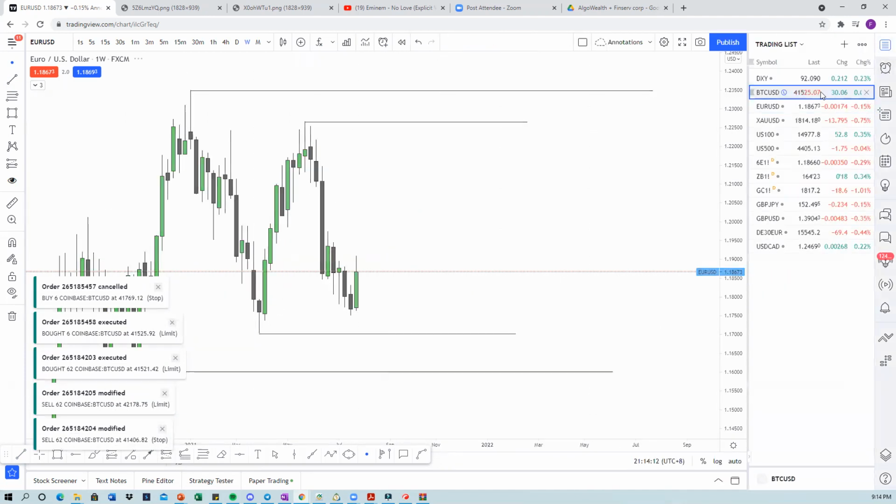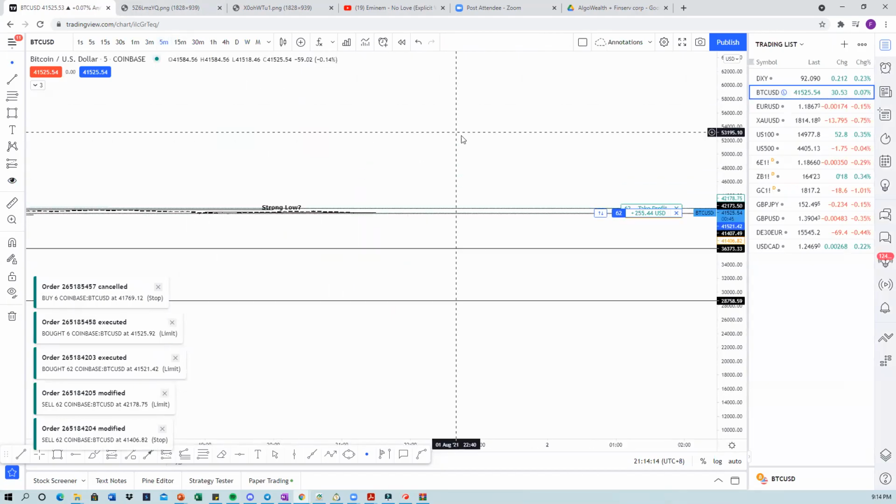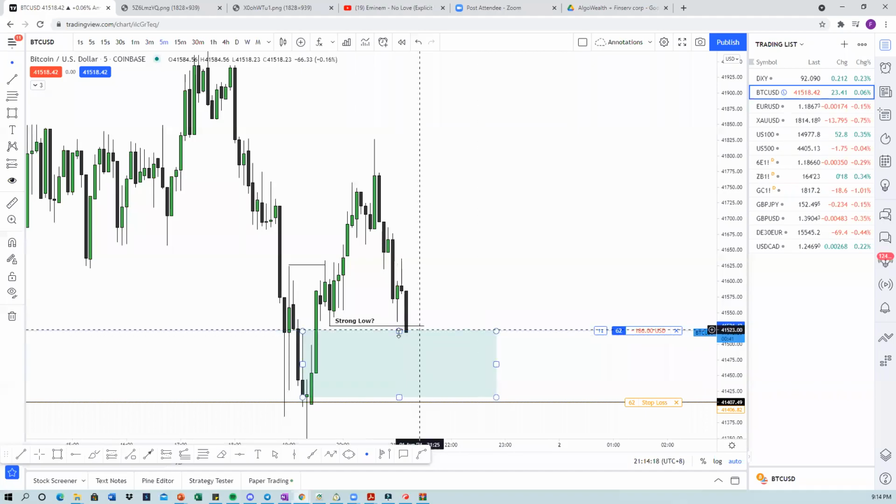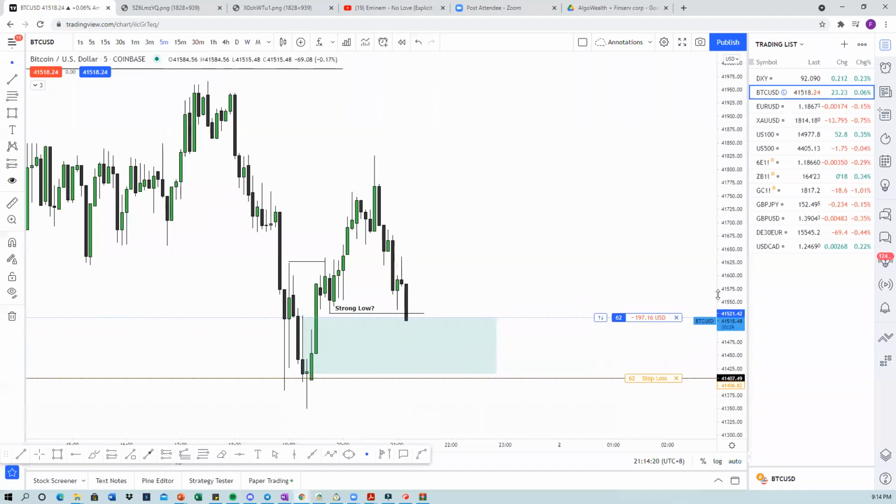Looks like my Bitcoin trade hit take profit. Give me 1 second. Let's just have a look at that immediately. Okay, and then my buy limit got triggered, but the way it's coming down could be a problem. But let's see. Forget about it for now.